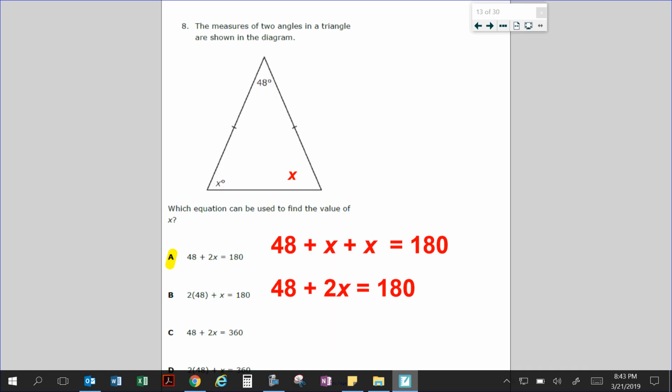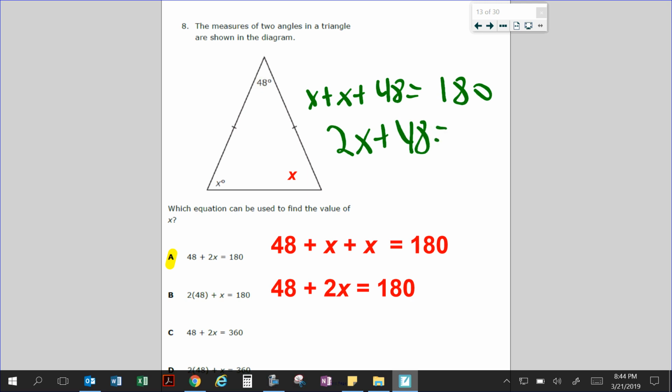Number 8, the measures of two angles in a triangle are shown in the diagram. Which equation can be used to find the value of x? So first of all, let's look at this. This is 48 plus x. Does this angle look like this angle? It does, x. So x plus 48 equals, what does the triangle add up to again? 180. How many x's do you see here? 2 x's plus 48 equals 180.